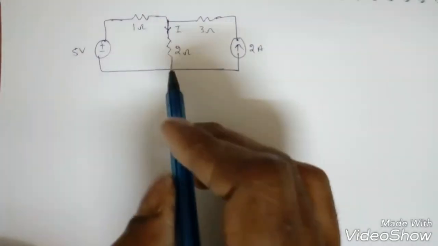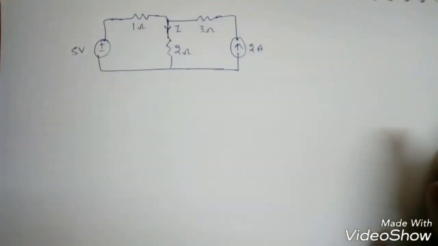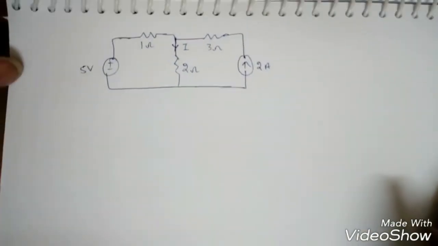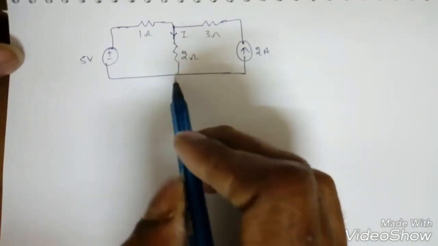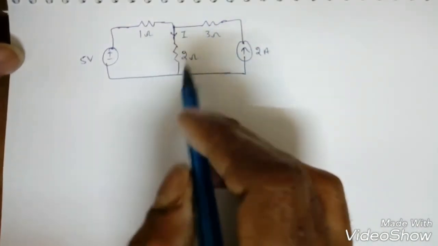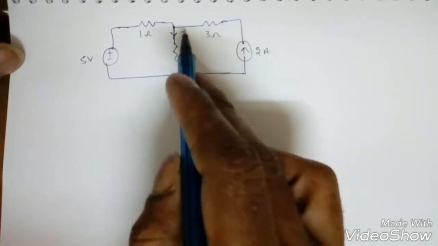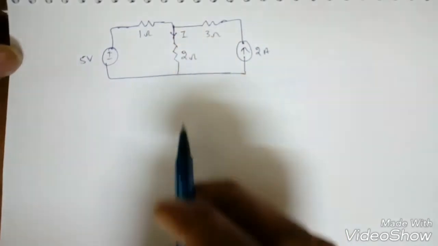So otherwise we cannot find. So there is some standard procedures to find, right? So if I do one example it will be clear actually, right? Now we will see through this example how to find VTH and RTH. Now remember, see, this is the same problem we have done for the superposition theorem. Now we will do with this Thevenin theorem, and we will see that the current I is same or not.